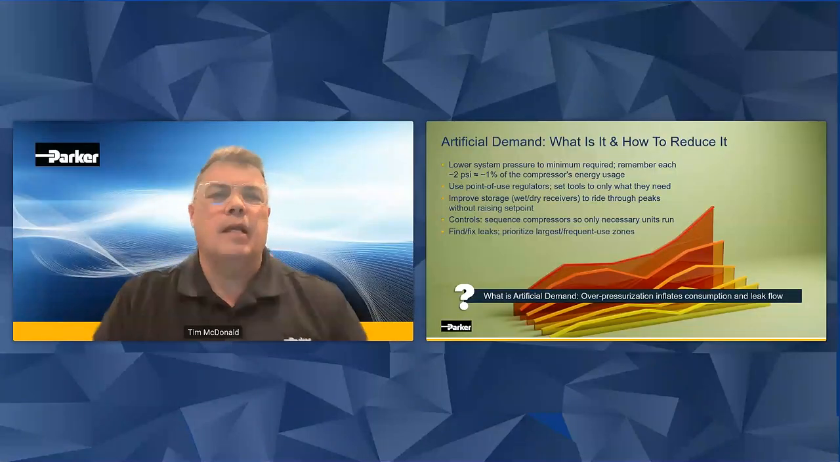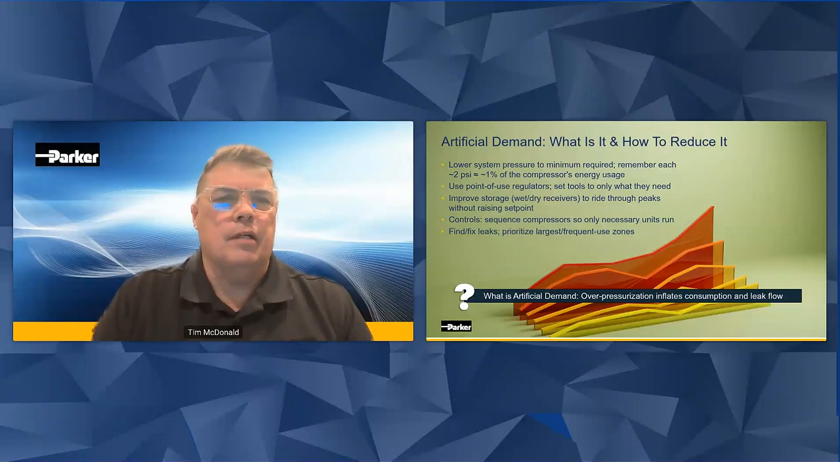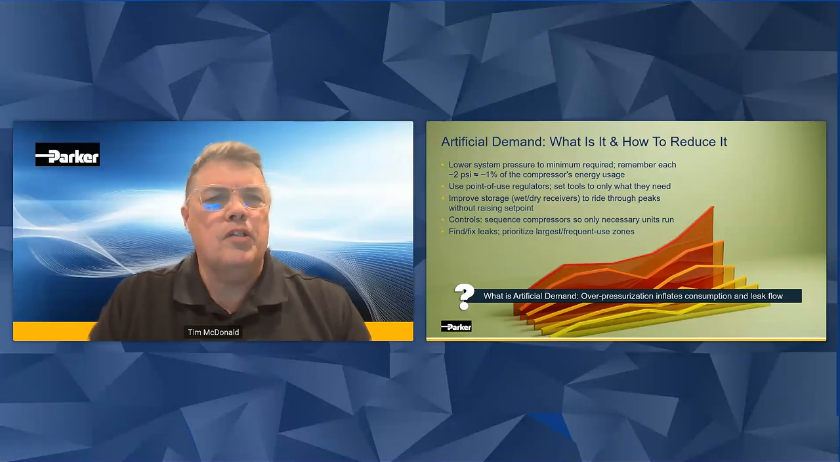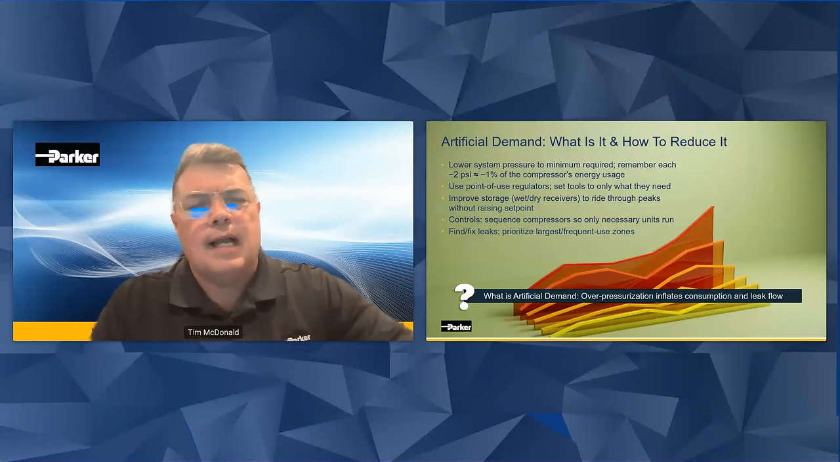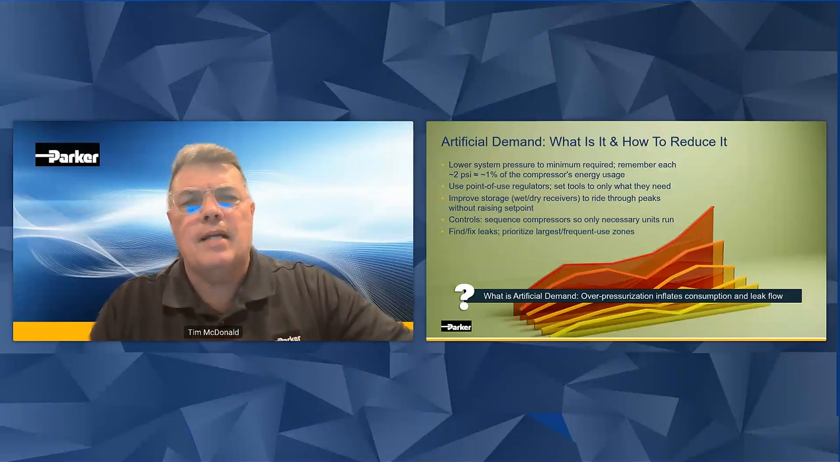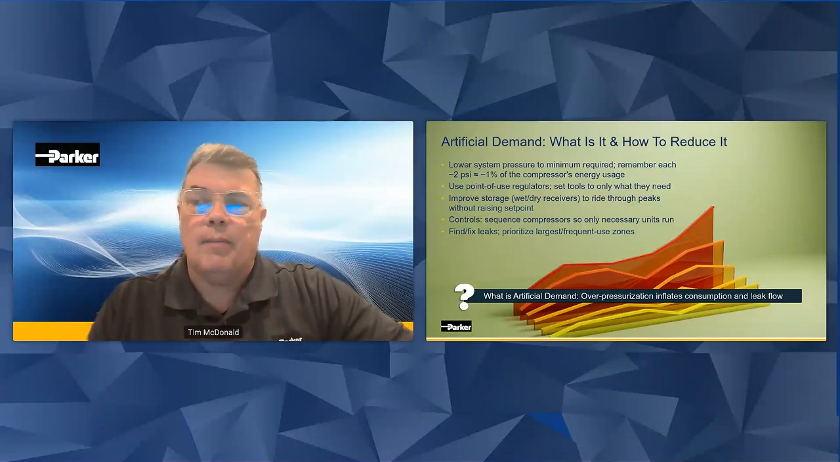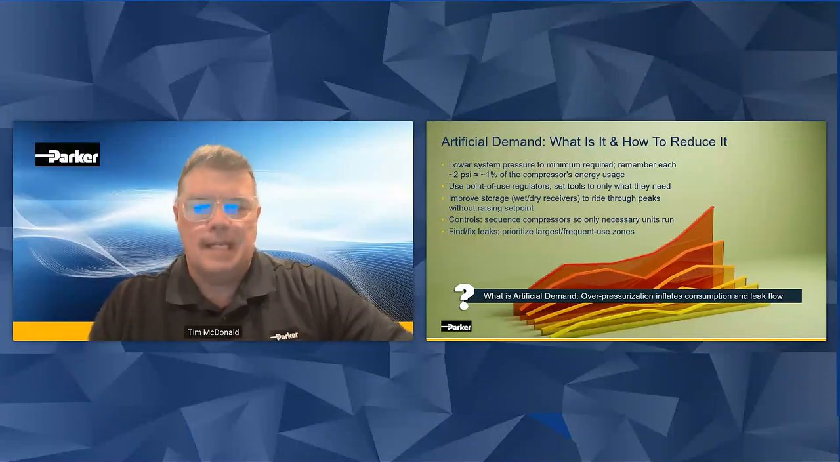So artificial demand, what is it and how do we want to reduce it? Jody touched on this a little bit. Lower system pressures to the minimum level so you can save as much energy as possible. Remember, every 2 PSI is 1% of the compressor's energy usage. We've touched on that a couple times, but that's really important to realize. There's a lot of energy consumed when making compressed air.